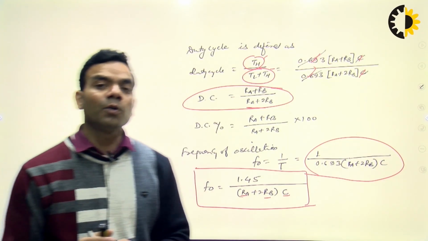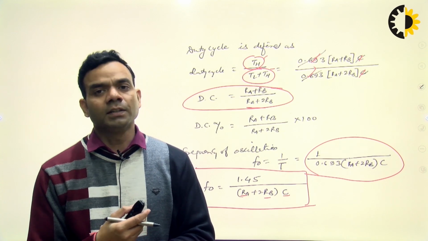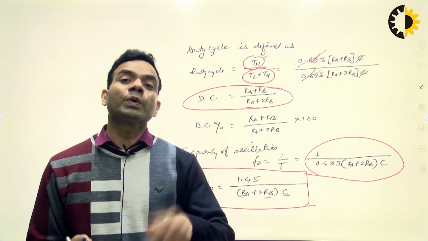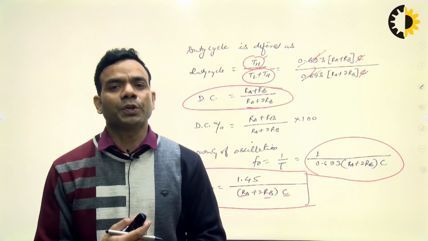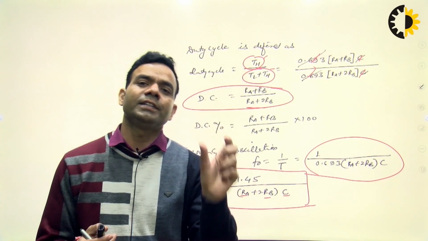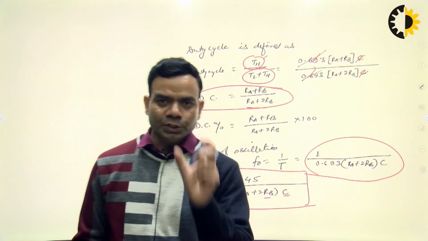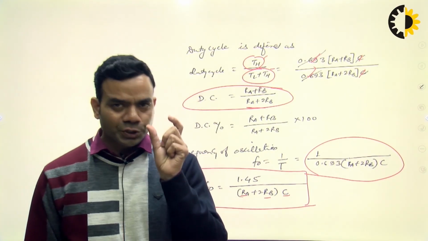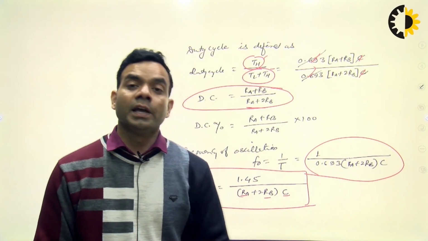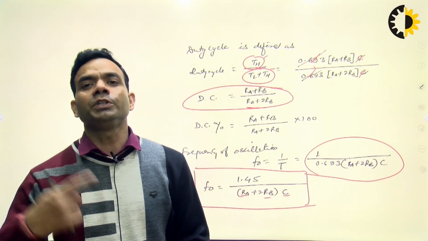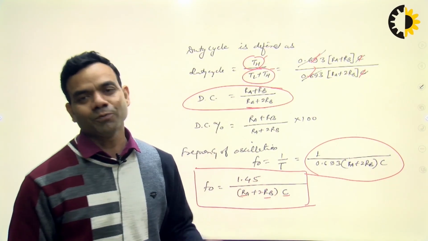This is how the monostable multivibrator and astable multivibrator will work, and you can design these circuits for any desired frequency and for any desired pulse duration. If pulse duration is given, that means you need to design a monostable multivibrator. If frequency is given, that means you need to design an astable multivibrator. This is what we had to discuss today.